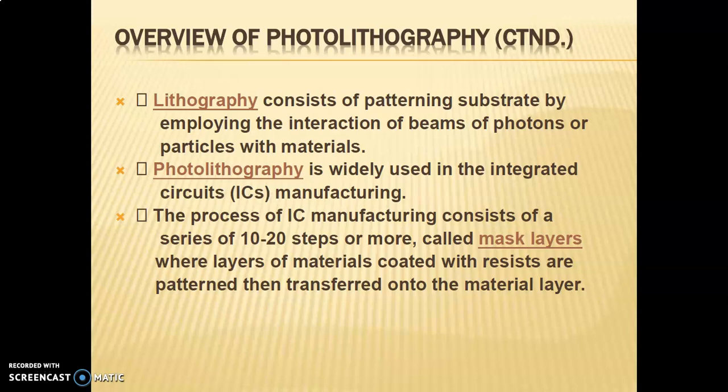Lithography consists of patterning a substrate by employing the interaction of a beam of photons or particles with the material. Photolithography is widely used in integrated circuit manufacturing. As we have discussed, this is a special type of manufacturing system used in electronics companies. The process of IC manufacturing consists of a series of 10 to 20 steps or more, called mask layers, where a layer of material coated with resist is patterned and then transferred into the material layer.